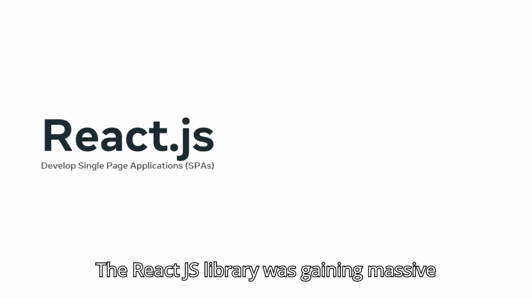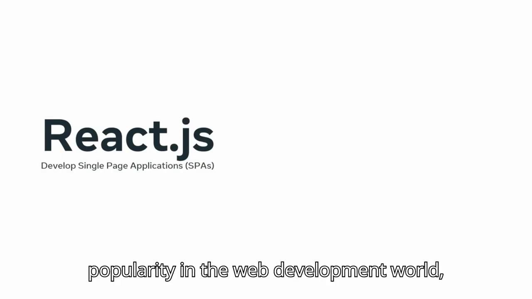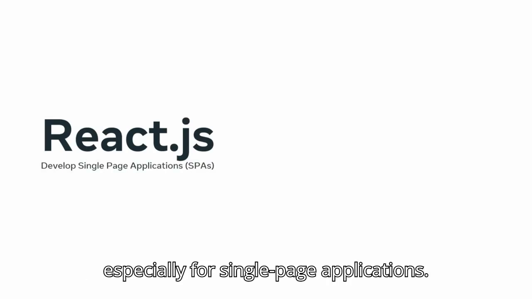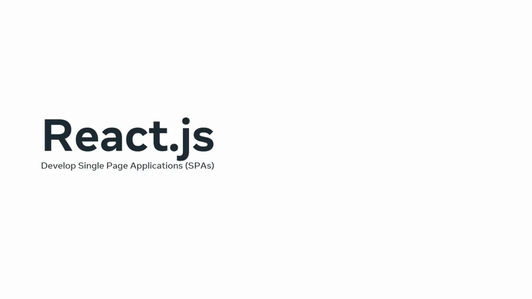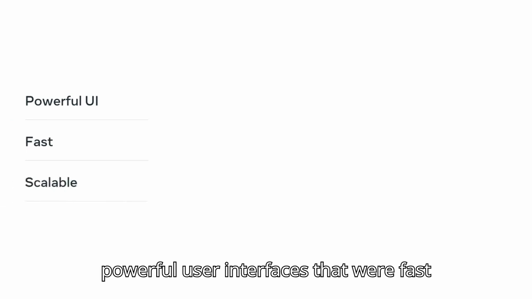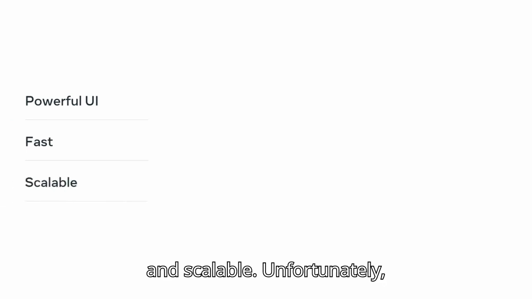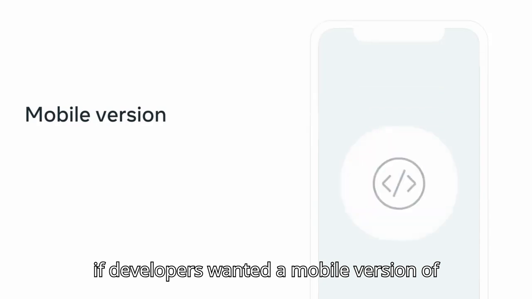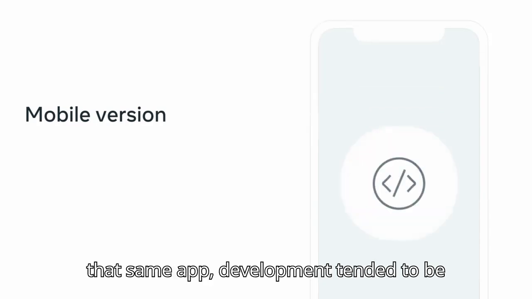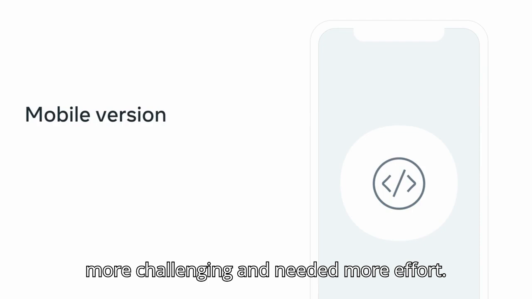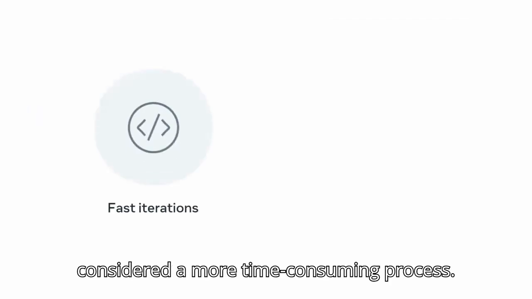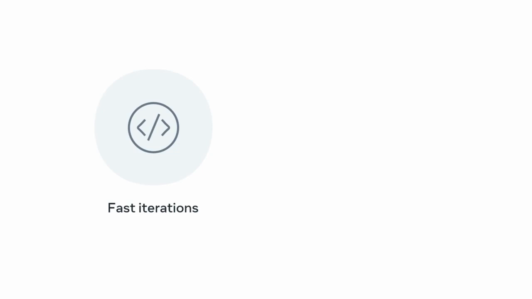The React.js library was gaining massive popularity in the web development world, especially for single-page applications. It allowed developers to create apps with powerful user interfaces that were fast and scalable. Unfortunately, if developers wanted a mobile version of that same app, development tended to be more challenging and needed more effort. At this time, mobile development was considered a more time-consuming process.